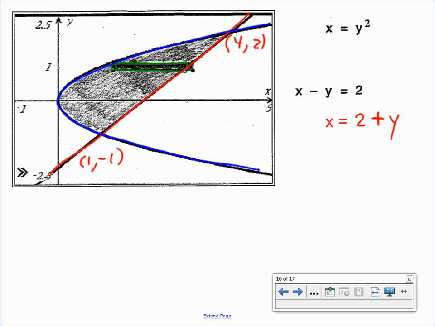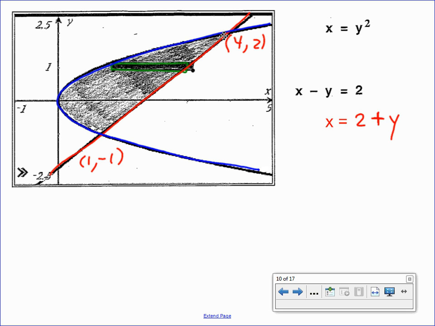Absolutely, thank you. So we're going to be now integrating with respect to y, and we need our curves then solved for x. Well, the blue parabola is already solved for x. That's great news. Well, we need to solve this linear equation for x. So x equals 2 plus y. Thank you. We need to add over that y. Math is hard for Mr. Fritz. Let's go ahead and get the region now by setting up a definite integral.